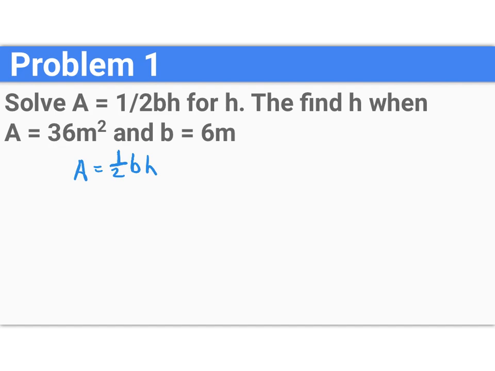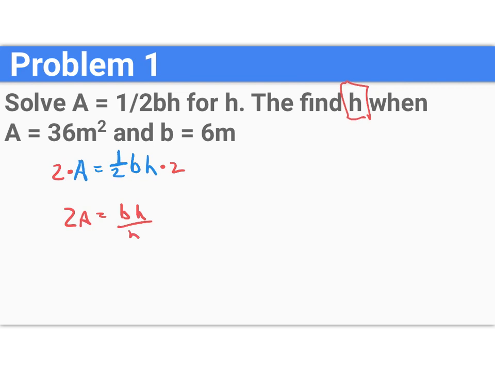So let me do this in red. Technically, this is what you're supposed to do. We want to isolate the H. When it says find the H, we want the H alone where the A is. 1H, positive 1H. So how do you do that? The first thing you want to do is get rid of the 2. So multiply by 2 on both sides. Now we have 2A equals BH.